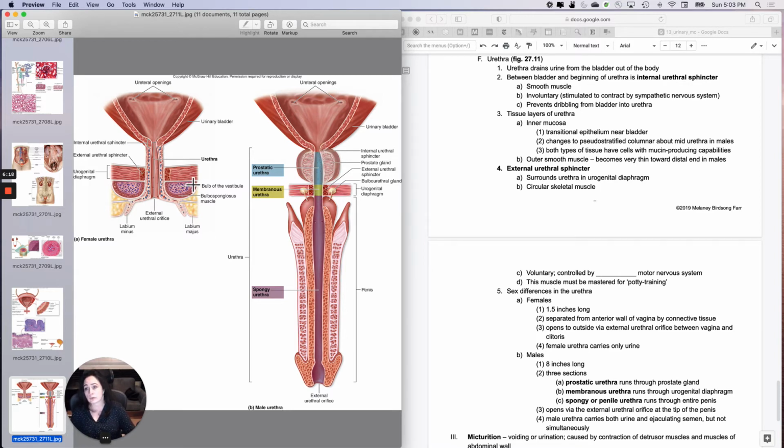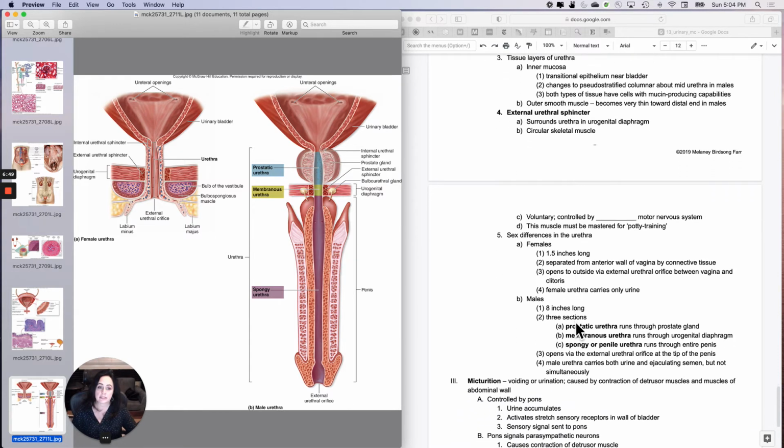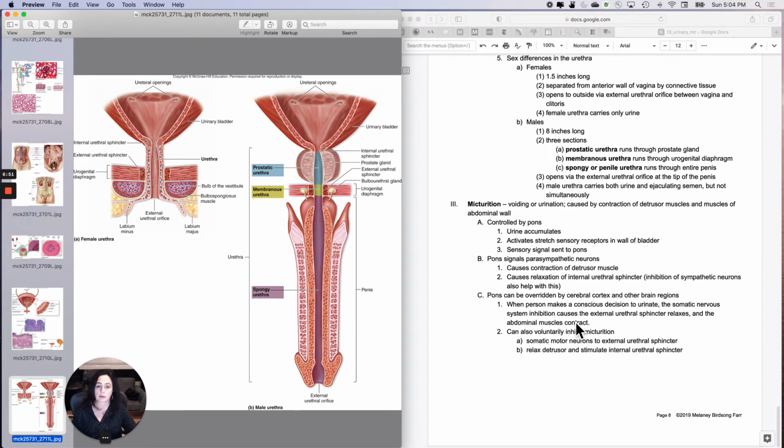So the external urethral sphincter is in the skeletal muscle diaphragm, not this one, but the skeletal muscle that forms the pelvic floor. And it is a skeletal muscle sphincter. And you spend the first few years of your life trying to get control of it, and sometimes you lose control of it at the end. It is voluntary, and it's controlled by the somatic nervous system, and this is your potty training muscle, and it's way up here, okay? And then the sex differences in the urethra in the males and females.